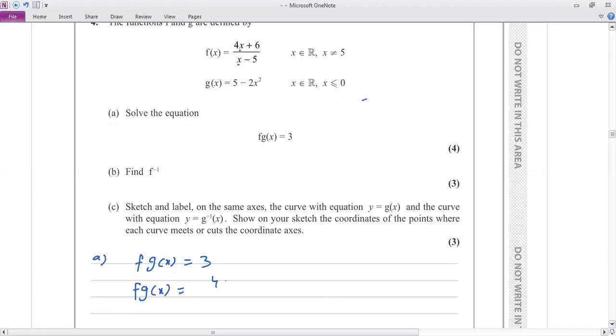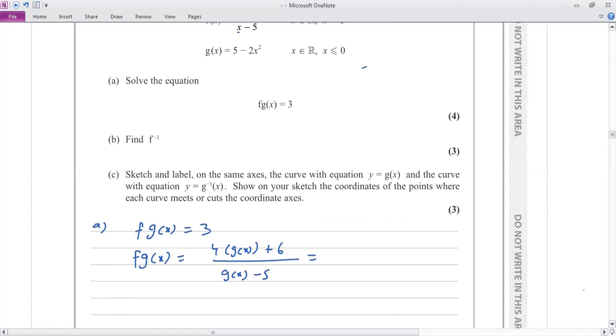So it will become 4 into g of x plus 6 divided by g of x minus 5. Now, put the value of g of x: 4 into 5 minus 2x square plus 6 divided by 5 minus 2x square minus 5. And now simplify that one.